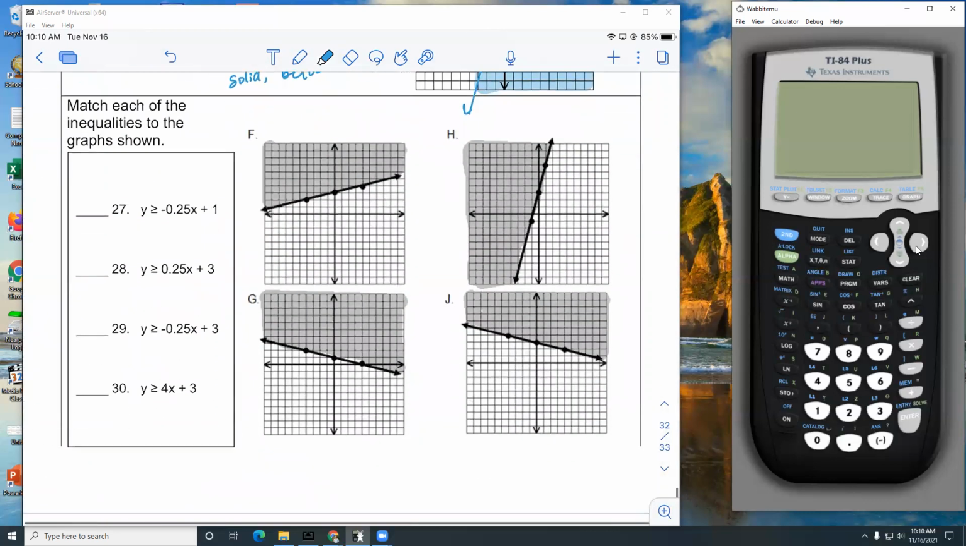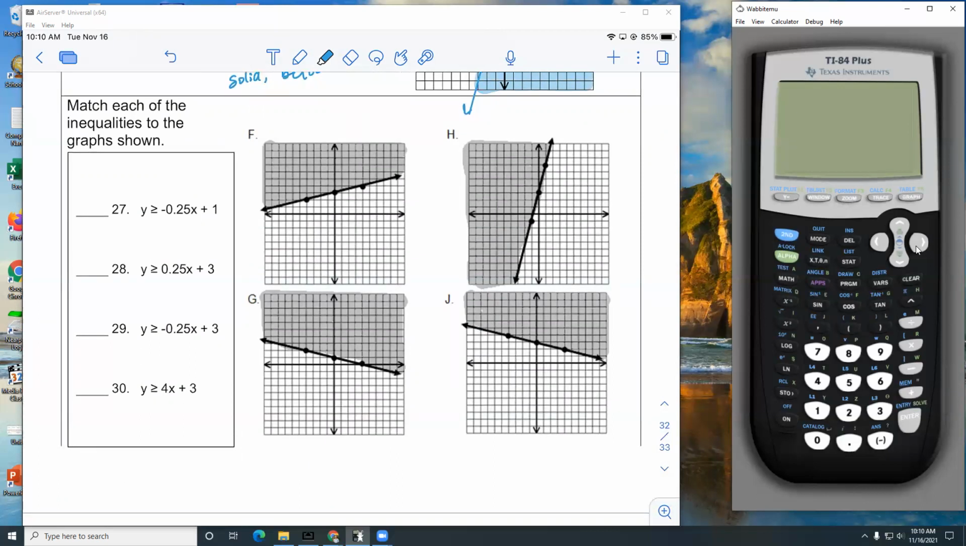All right, guys, our last one. All right, 27 through 30. We're going to match each of the inequalities to the graph that we are given here. Okay, again, guys, with inequalities, let's pay attention to what kind of line it is and to the inequality sign so that we can figure out where it is shaded, all right?